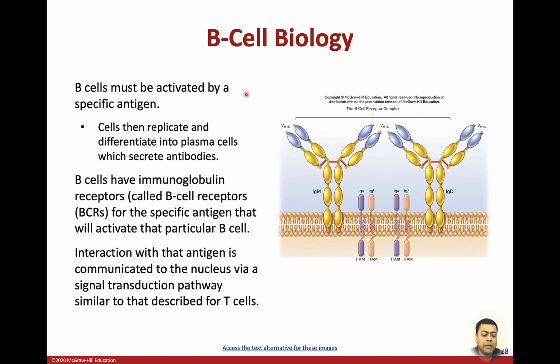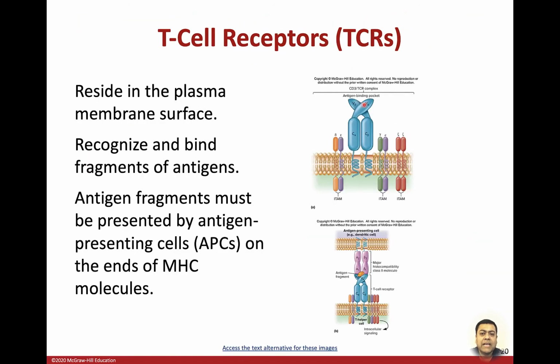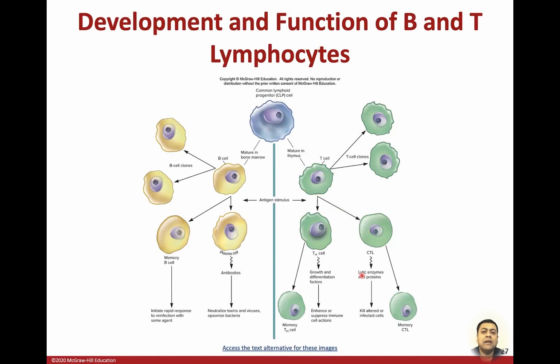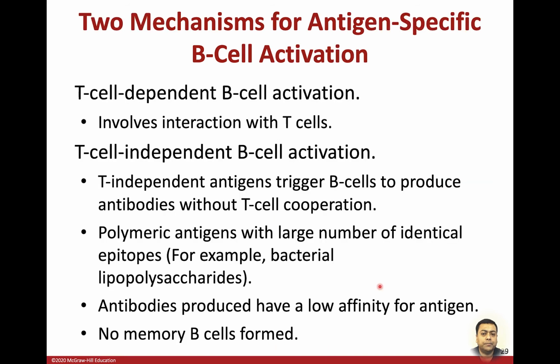This is different from the T cell receptor. If we just go back to the T cell receptor, it can bind to only one antigen at a time. Very different. The T cell receptor binds one antigen at a time, whereas the B cell can bind to two antigens at a time due to the structure.